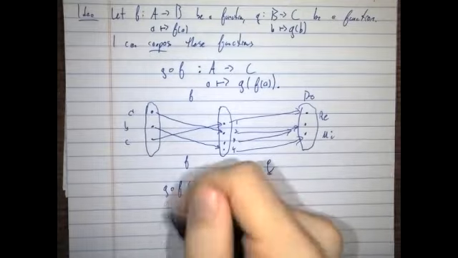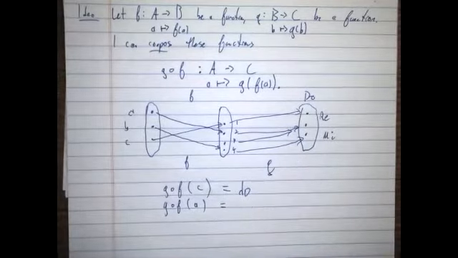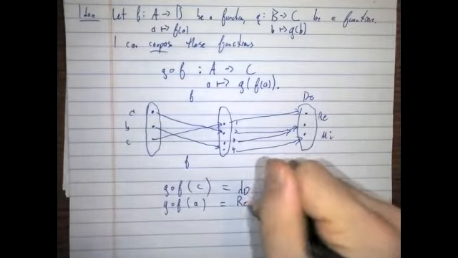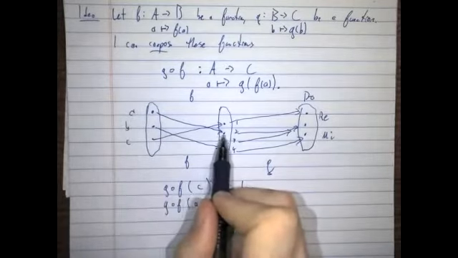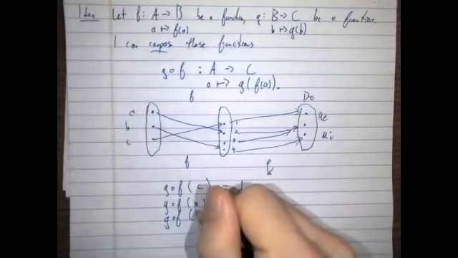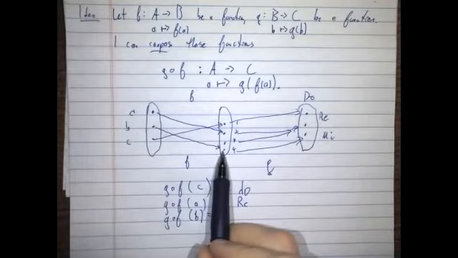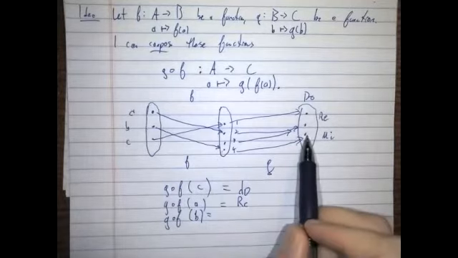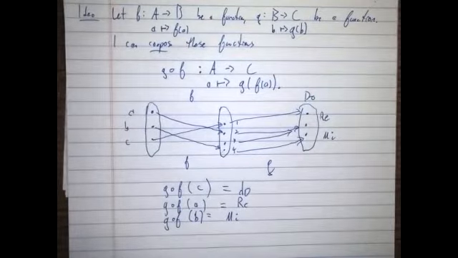How about g composed with f of A? That'd be re. Yep, you just follow. A goes to 2 and 2 goes to re. And then similarly, g composed with f of B is going to be, well, B goes to 4 first, and then 4 gets sent to mi by g, so mi.